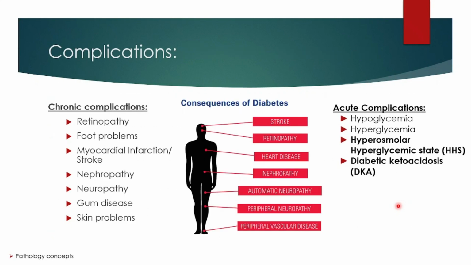Complications. Complications are divided into two: chronic complications and acute complications. Chronic complications are retinopathy, foot problems, myocardial infarction, stroke, nephropathy, neuropathy, gum disease, skin problems. Acute complications are hypoglycemia, hyperglycemia, hyperosmolar hyperglycemic state, and diabetic ketoacidosis.